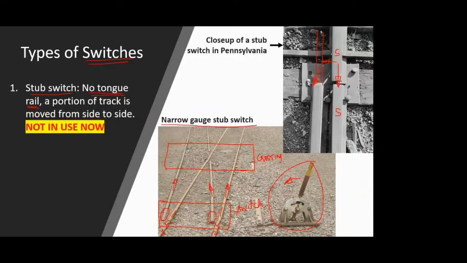Now, looking at this picture itself, you must understand why it would have been a tedious job. As I have written here, stub switches are not in use now. I have highlighted that because it had a lot of disadvantages. The first thing was that it was a manual operation: a person had to stand here every time the railway had to switch over to another track.